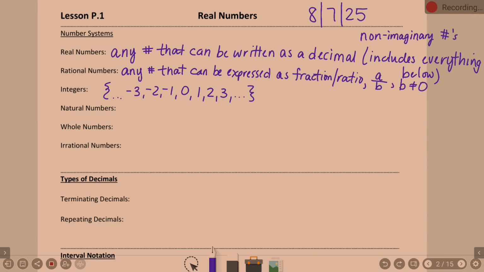And integers is one of those words you, as a math student, need to be familiar with because it'll pop up in directions or a word problem or something. So you need to remember what they mean when they say integers. Okay? What about natural numbers?